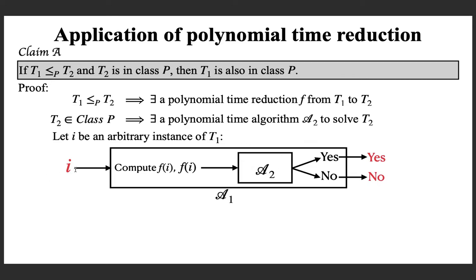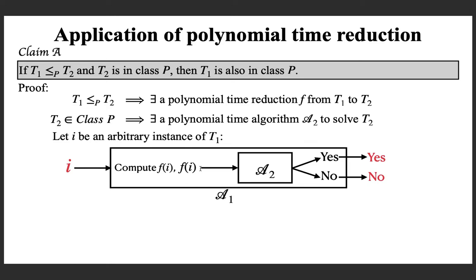What I do is take an arbitrary input I to the problem T1, compute f of I, and then feed that f of I as an input to A2. Then by the definition of reduction, we know that f of I is yes if and only if I is yes for the problem T1. That is reduction.